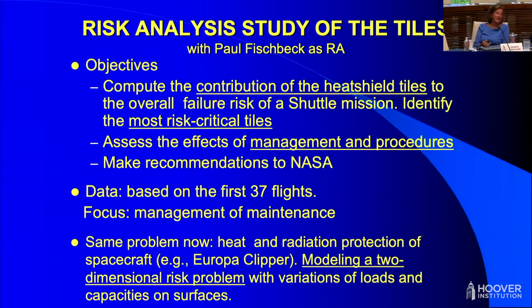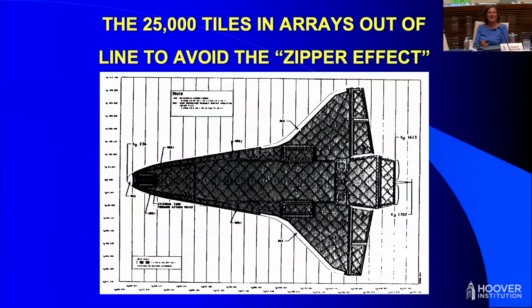So then assess the effect of the management and the procedures of this maintenance system and make recommendations to NASA, which we did. So our study was based on the first 37 flights, and our focus was the management of the maintenance. As I said, the same problem with heat and radiation. So here is what it looked like. So the first time I saw that from under the shuttle, I thought, holy smokes, how am I going to address that problem?